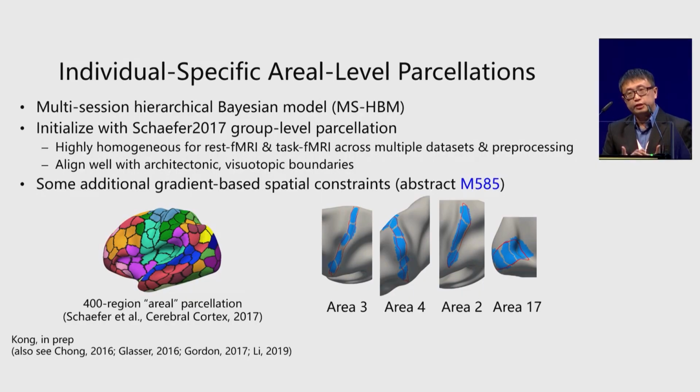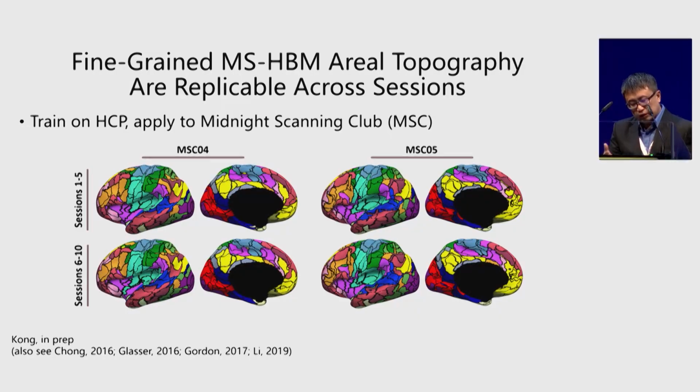We also have some additional gradient-based spatial priors, which we estimate from data. The idea of this prior is to ensure that areal boundaries show sharp transitions in functional connectivity patterns. So again, we trained this model on the Human Connectome Project and applied it to the Midnight Scanning Club. Here are two subjects from the Midnight Scanning Club. The top row is sessions 1 to 5, the bottom row is sessions 6 to 10. Again, you can see that this areal topography is variable across subjects, but also highly replicable across sessions. And again, we're going to use them for prediction.